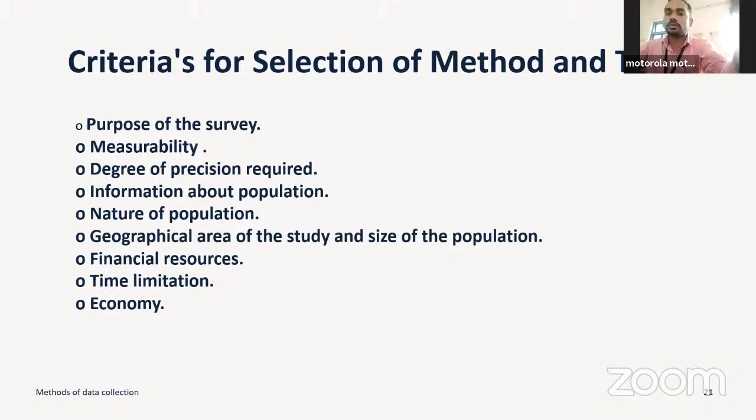So such type of selection may be helped based on the knowledge of the geographical areas, size of population, and study of populations.